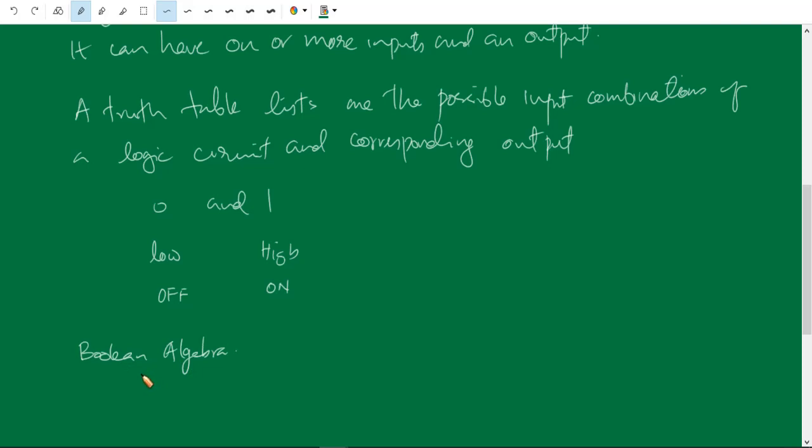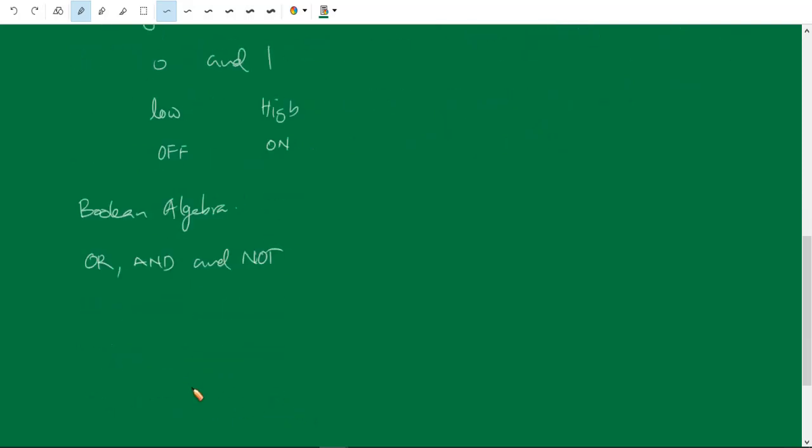There are three fundamental gates: AND, OR, and NOT. These are the three fundamental logic gates. Making use of these three gates, we can construct all other gates. So there are the NOR gate, NAND gate, and XOR gate, the exclusive OR gate. These are other gates, and we can use the fundamental gates to construct all of them.